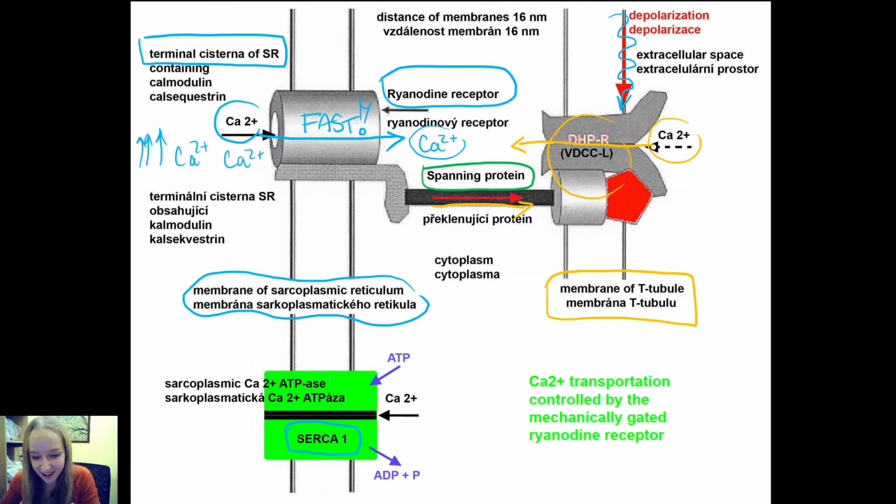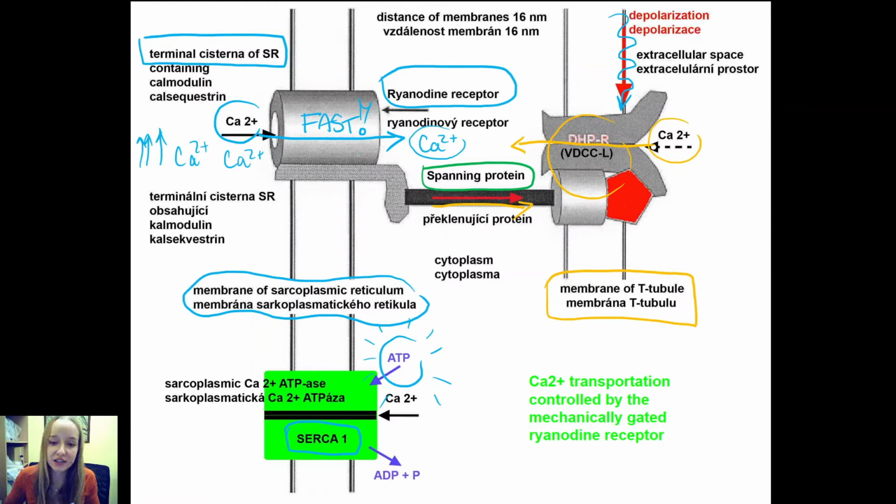And this SERCA is pumping calcium from the cytoplasm, and it needs ATP because it works against the concentration gradient. We still have more calcium ions on the other side, so it needs to be a pump, because you need to somehow control the transportation. This SERCA is always pumping calcium, always.